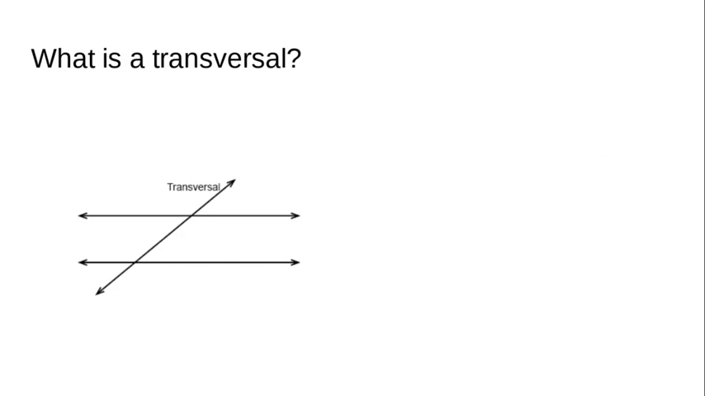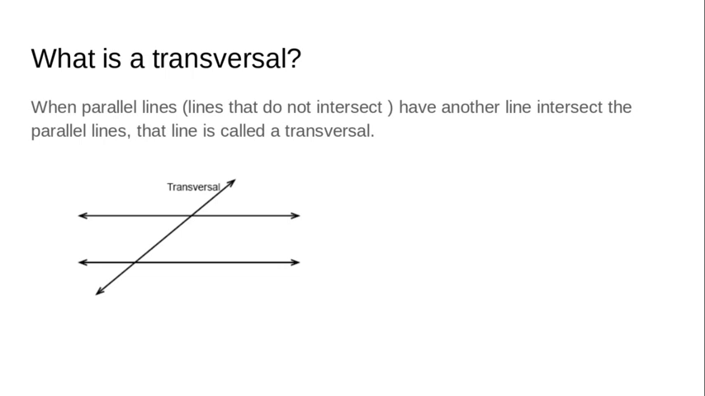So what is a transversal? As a reminder, the transversal is that line that cuts through or intersects the two parallel lines. Remember, parallel lines never intersect one another. They just go side by side forever and ever. But that line that cuts through both of the two parallel lines, or maybe even three, is called a transversal.